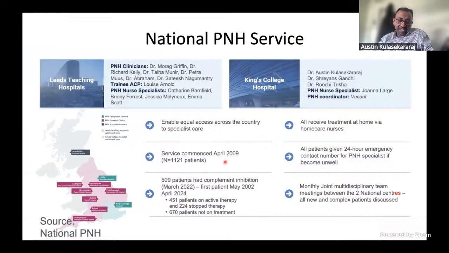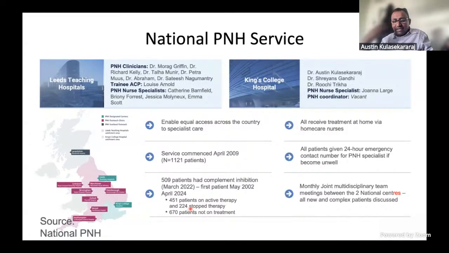So till date, for people who don't know how the PNH service is organized in the UK, I lead the PNH service at King's, and in Leeds, it's led by Mara Griffin and Richard Kelly. So we started the service back in 2009. Currently we have 1,121 patients as of last year. And as you could see, not every patient with PNH needs treatment. So nearly 670 patients are not on treatment, and only 675 patients were ever treated.